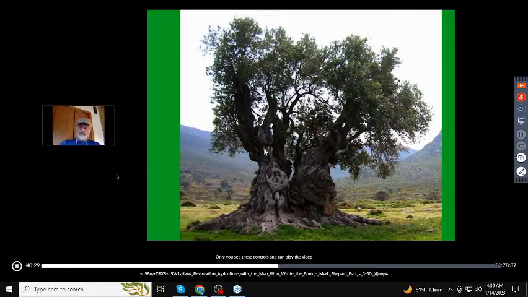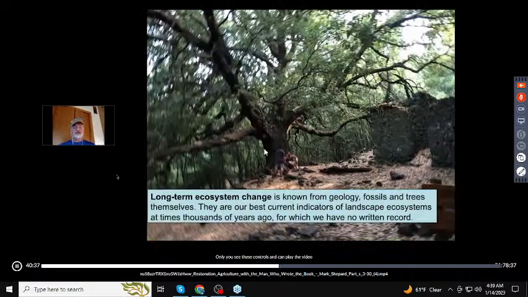What we know about plants is they have specific climatic adaptations. They can only live in certain conditions. This is what I referred to a little bit earlier, that long-term ecosystem change, we can learn about it just by looking at what's there, because we know about these trees, we know how long they live, we know what kind of conditions they like, what soil types they like, what moisture regimes they like, what temperature regime they like.